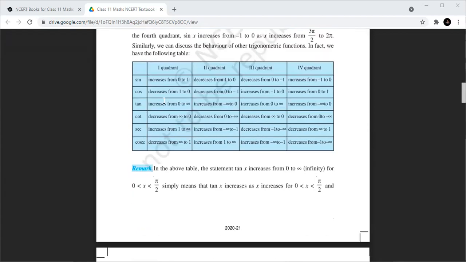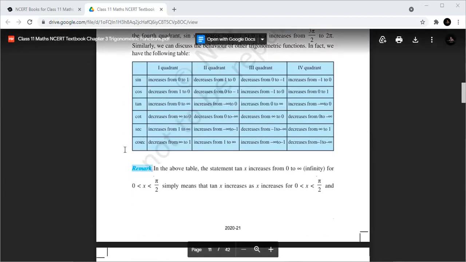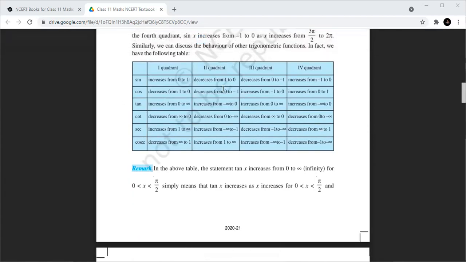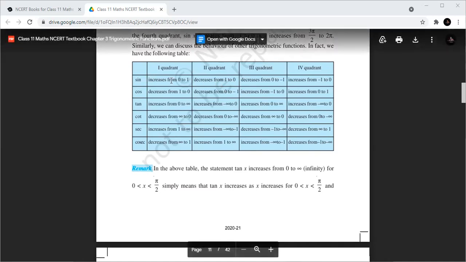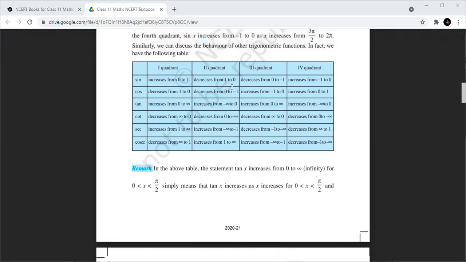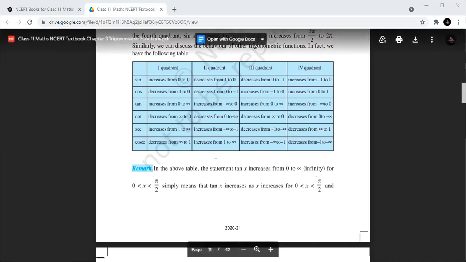All right, now here again this is repetition of what I've told you. So they have put it in tabular form that in the first quadrant sine increases from 0 to 1, then it starts decreasing from 1 to 0, and decreases from 0 to -1, increases from -1. So all this I've already summed up for you.